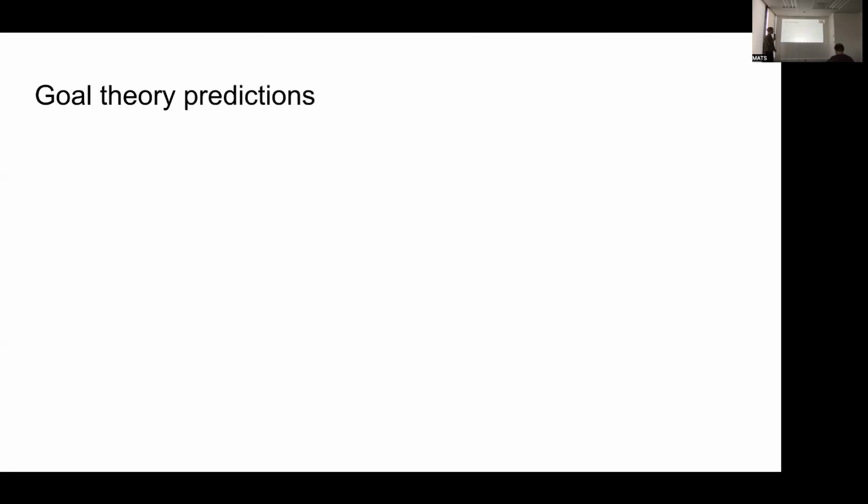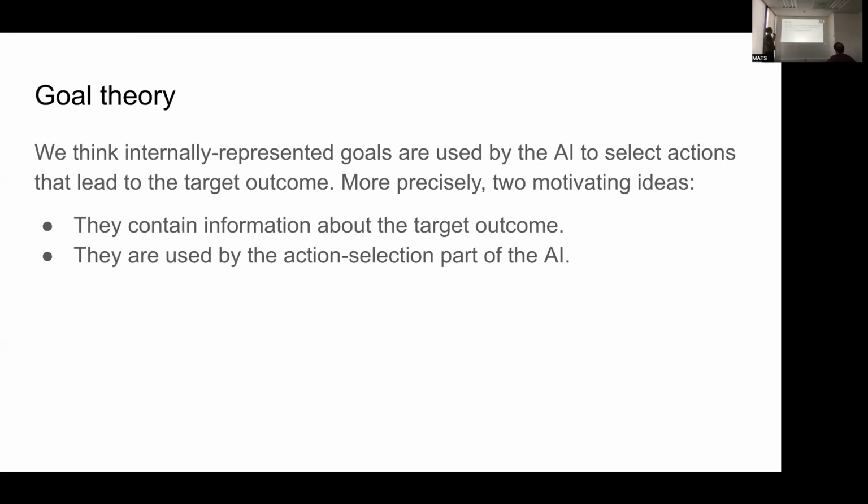So basically, go back a second. Yeah, if you imagine an AI trying to take an action that leads to a very particular outcome in the world, if it didn't have any information about the target outcome, then it would have no way of differentiating between actions that lead to the target outcome and those which don't. So that's the intuition there. Cool.